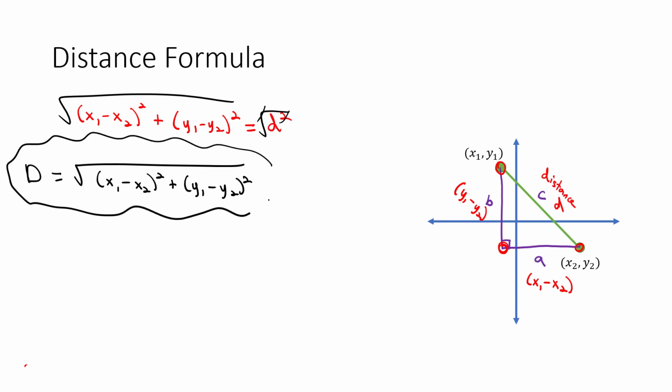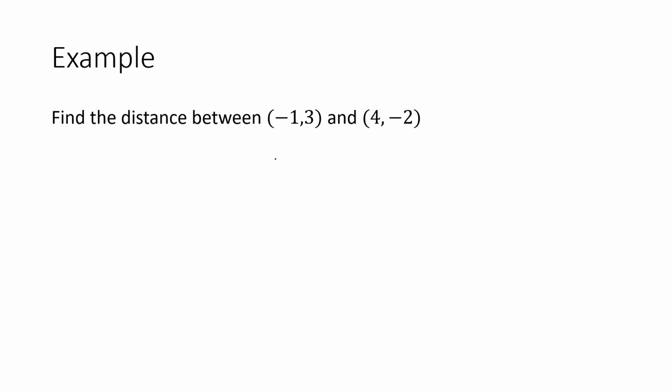We have a distance formula. Let's see then if we can use that distance formula to find the distance between 2 points. Again, that formula is distance is equal to the square root of (x1 minus x2) squared plus (y1 minus y2) squared.